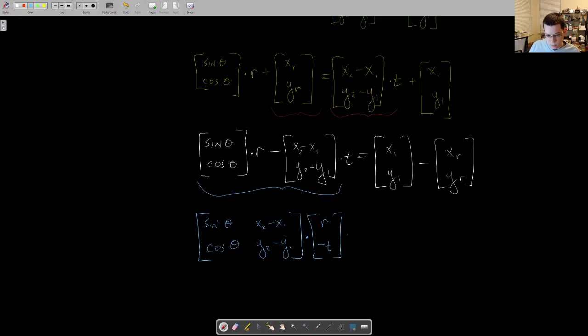Yes, pretty sure. And then this is just the addition of vectors, or subtraction. So we can do x1 minus xr and y1 minus yr. When you do all that math out, you end up with r and t. How do we get to just r and t? Because those are the ones we're interested in.